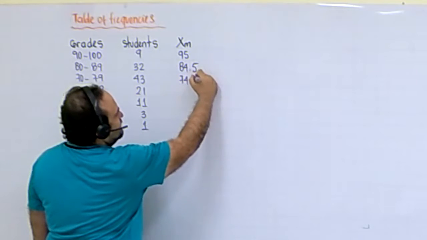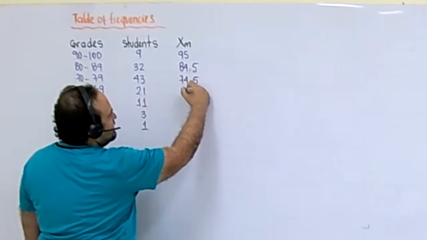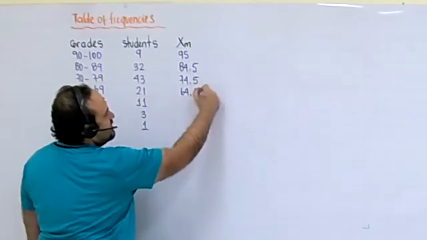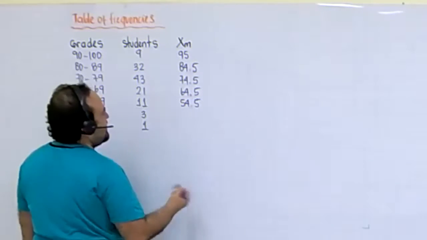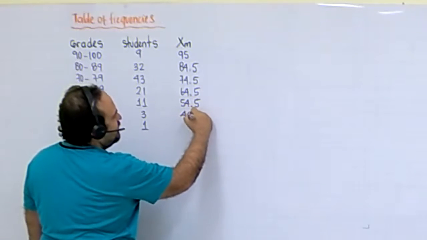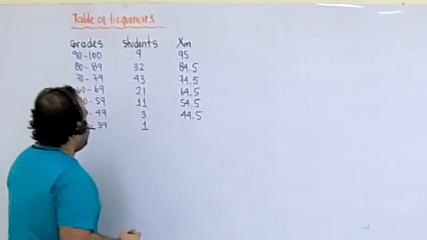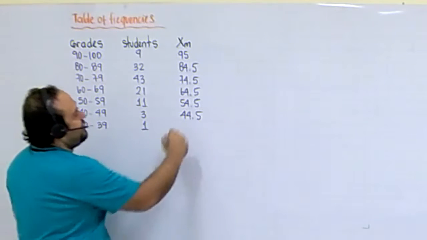74.5. So the next one was 64.5, right? Yes. 54.5. And another one was 44.5. And finally, 34.5, okay?